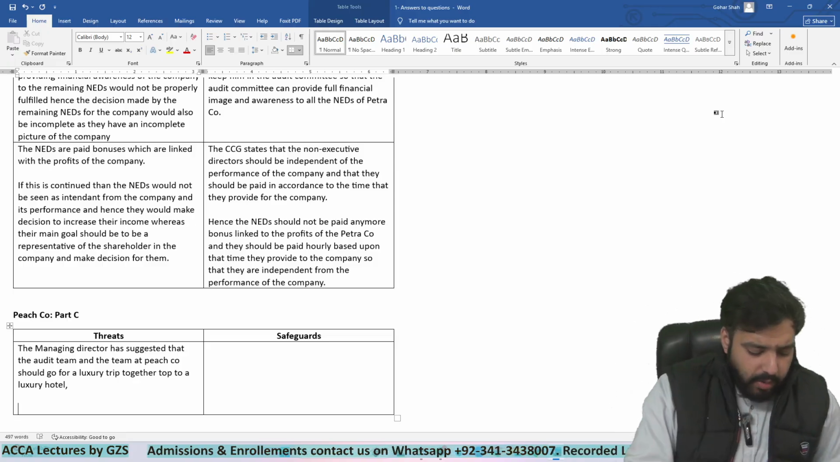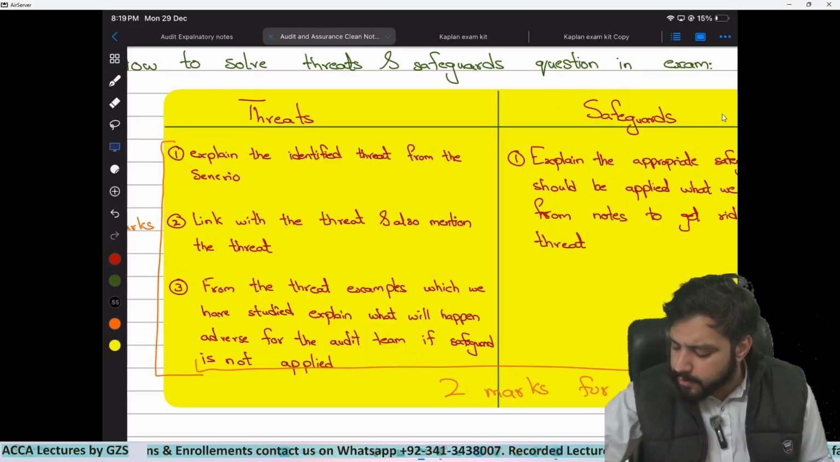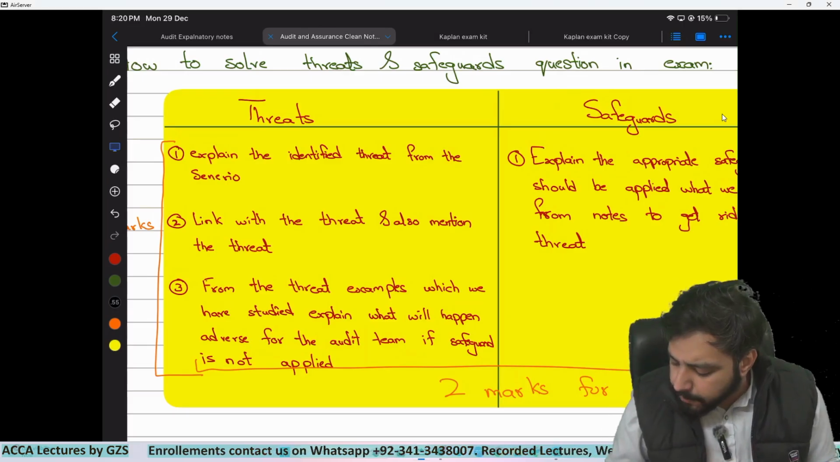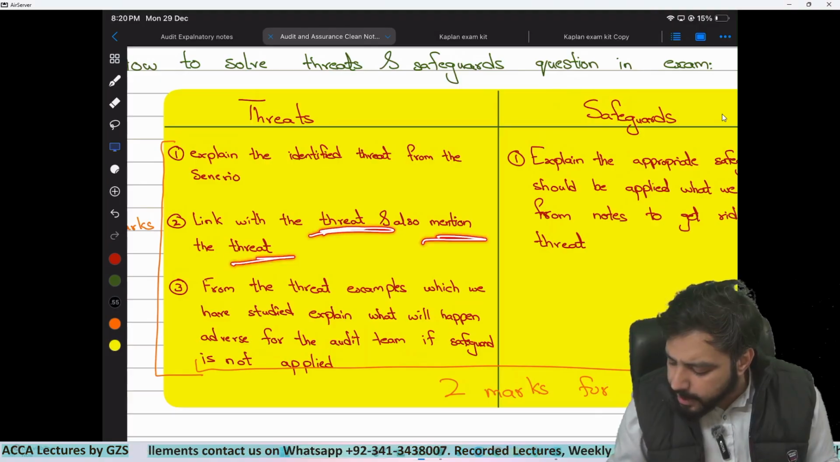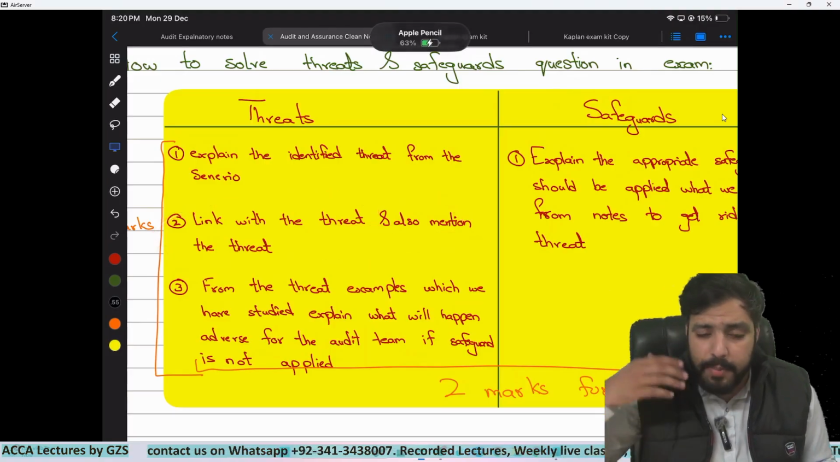So writing it down now. The second step said that we have to explain in our own words what type of threat this is and what type of threat it would create. So what type of threat, whether it would create self-interest, intimidation, and so on and so forth.